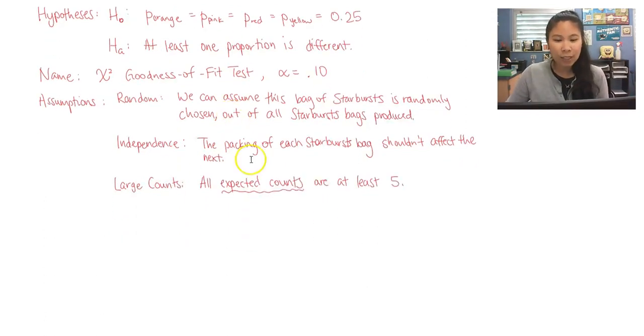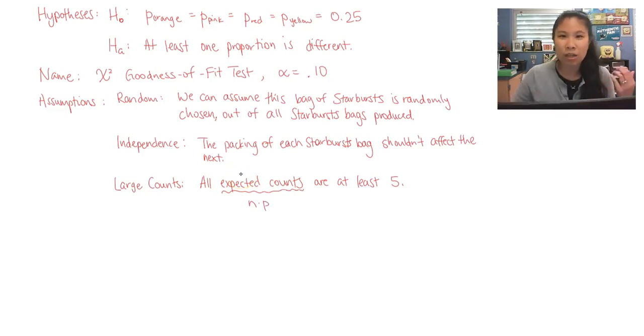To check for large counts, we need all expected counts to be at least 5. And so earlier we talked about how for large counts we used to do n times p, n times 1 minus p, and those had to be greater than or equal to 10. Here we're going to change things up just a little bit. Expected count is just n times p. So take your total sample size times the proportion of that category. That number needs to be at least 5, so greater than or equal to 5. This is slightly different because we used to check both n times p and n times 1 minus p, and that had to be greater than or equal to 10. So now we're only checking n times p. We just need it to be at least 5.